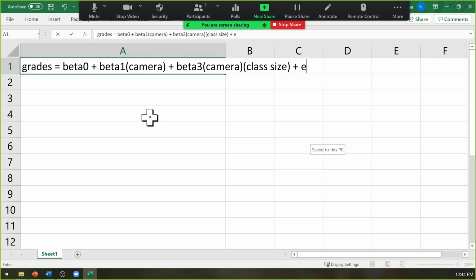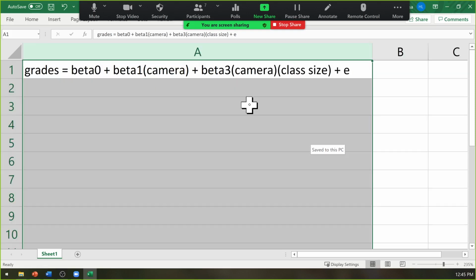Now, is that model acceptable as I have written it? Or did I forget something? You need beta 2? Yeah, I did that on purpose. We call that foreshadowing. What does beta 2 need to be attached to? Class size. Yeah, and why is that?